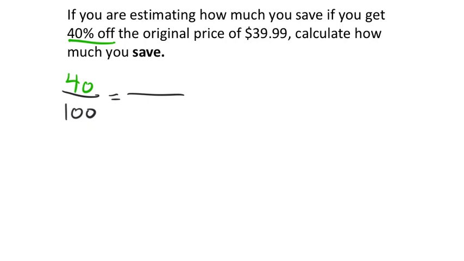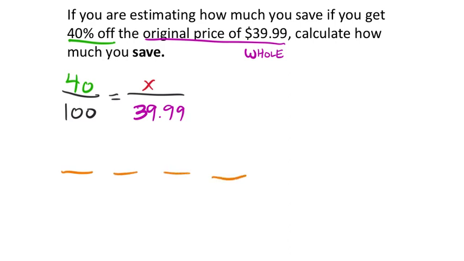But it says the original price of $39.99. Now, that would have been the whole price. In addition to that, they did use the word of, but I wouldn't necessarily point that out here, okay? Because what we need to understand is that the $39.99 is the whole price. So the 40% is based on the $39.99, which again means that it must be the denominator. What we want to know is the part of the $39.99, which is how much we save.